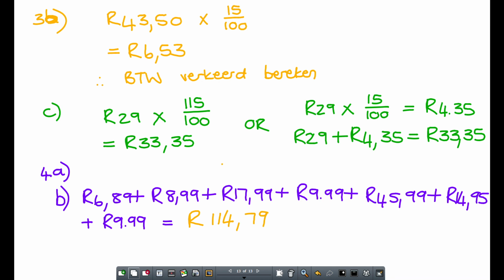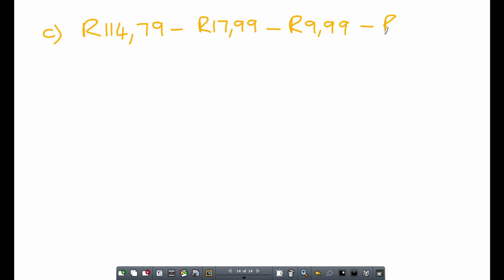So before you go and say 114,79 times 15 over 100, I first have to go and subtract those items because I'm not allowed to work out tax on those. Okay, so your first step is to take the 114,79 and subtract the zero rated items, meaning subtract the 17,99 and the R9,99 and another R9,99.